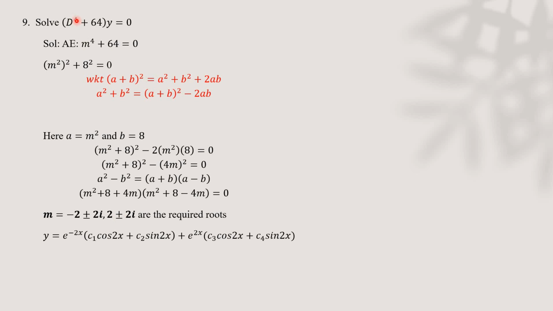As we have degree 4 here, you are going to get 4 roots: plus minus 2 roots, and again here plus minus 2, so 2 plus 2, 4 roots you have got. So the final solution of this given differential equation is y equal to e power minus 2x times c1 cos 2x plus c2 sin 2x plus e power 2x times c3 cos 2x plus c4 sin 2x.